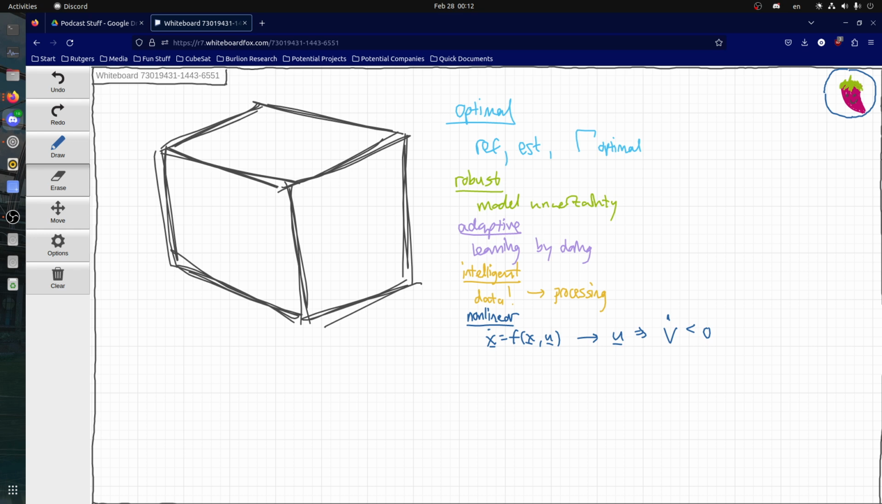But you know, for nonlinear control, the benefit is the system is more.